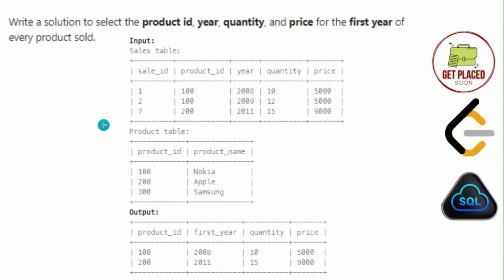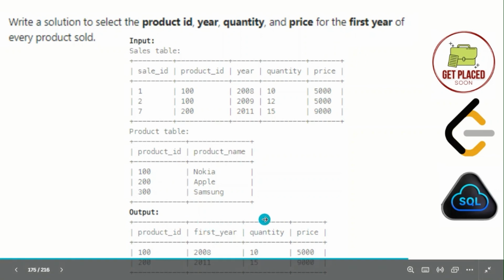In this example, you can see there are 3 products with product IDs 100, 200 and 300. The products are Nokia, Apple and Samsung. In the sales table, for product ID 100, that is Nokia, there are 2 entries. For product ID 200, Apple, there is 1 entry. So you have sale ID, product ID, year, quantity, price. For the first year, you need to get the product ID, first year, quantity and price.